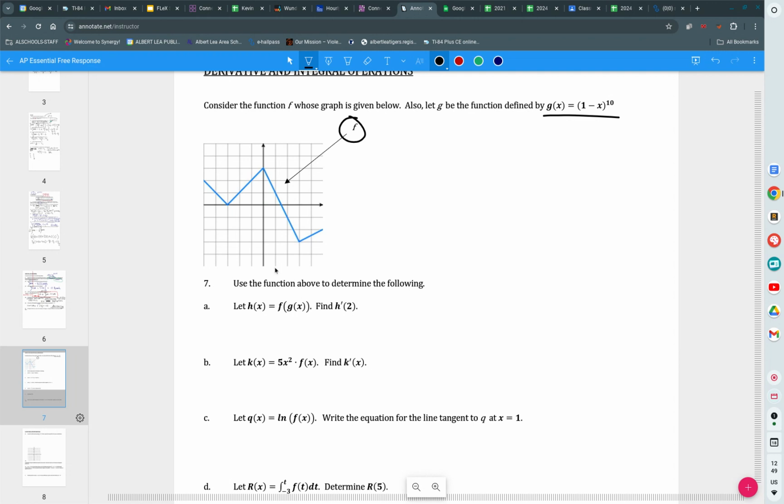It says let h of x equal this thing, f of g of x, find h prime of 2. Talk to the person next to you. What the heck does that even mean, and what would you maybe try to do? Go ahead, talk.